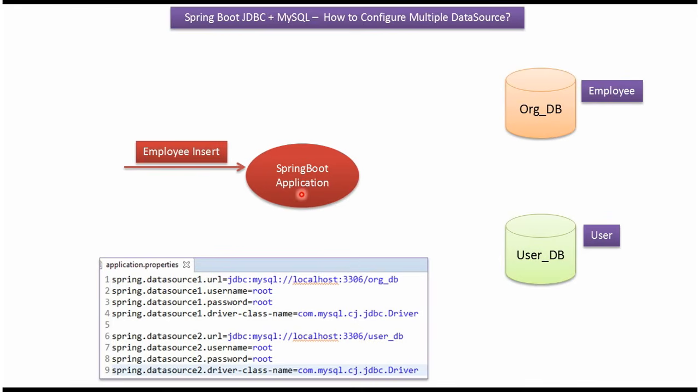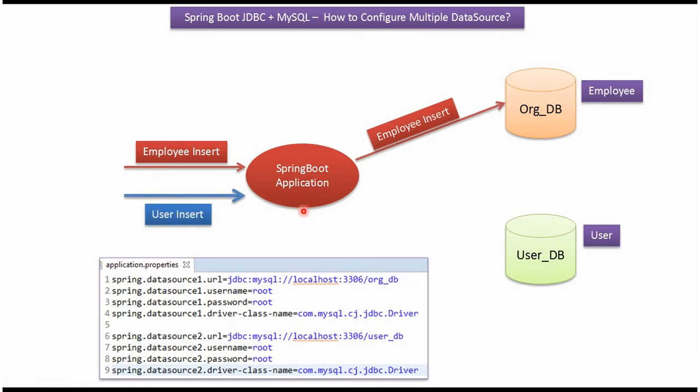When the Spring Boot application receives an employee insert request, it has to connect to ArcDB and insert the employee record in the employee table. When it receives a user insert request, it has to connect to user DB and insert the user record in the user table. We will see how to do that.